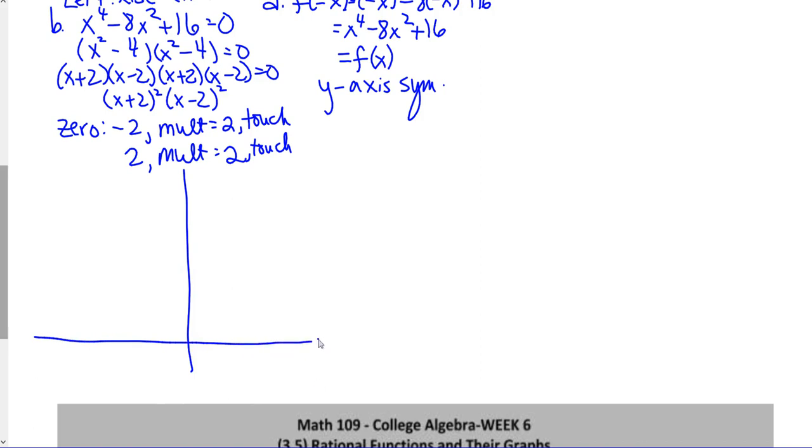Okay, so you may just have to recognize the graphs, or they may ask you to actually graph some of them on your own. So I know that my left behavior, it rises to the left and it rises to the right. I also have zeros at -2 and +2. I also have a y-intercept at 16.